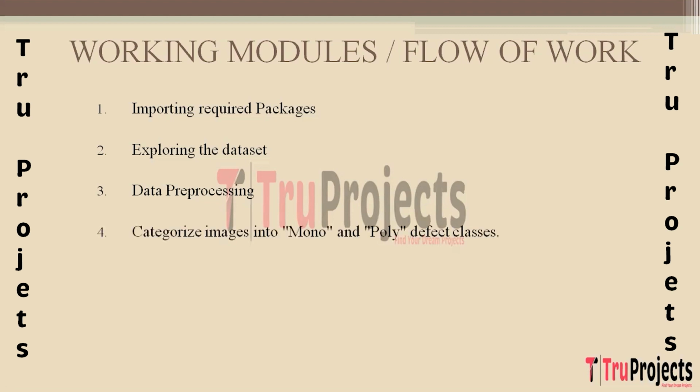And in the next step, we categorize the solar cell images into 2 classes, mono and poly, based on their associated labels. This step is essential to create a supervised learning dataset for the machine learning models. The next step is train and test split. So in this step, we divide the dataset into training and testing subsets. The training dataset is used to train machine learning models, while the testing dataset helps evaluate their performance.